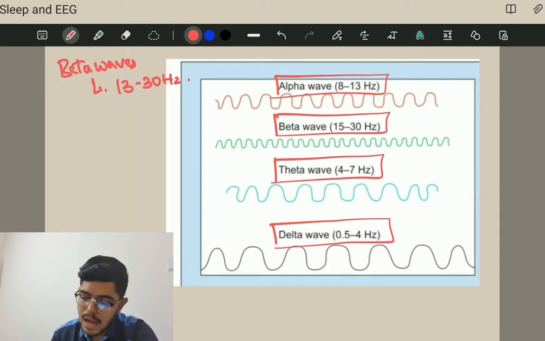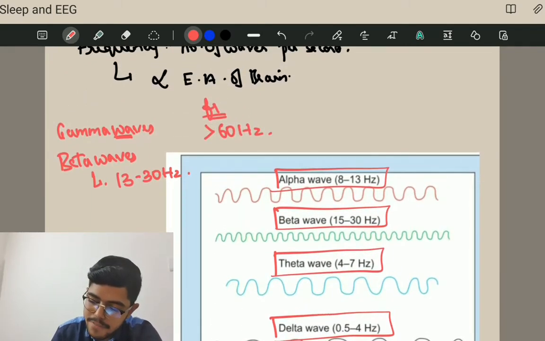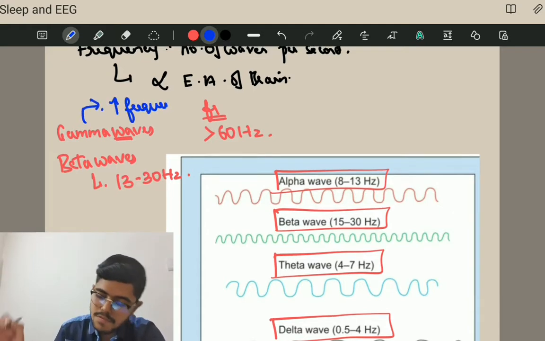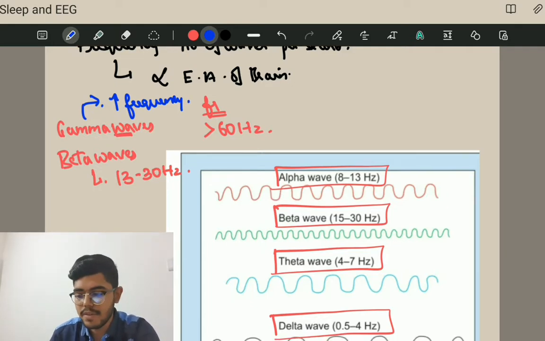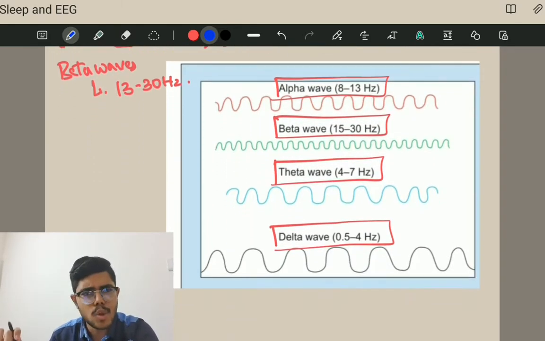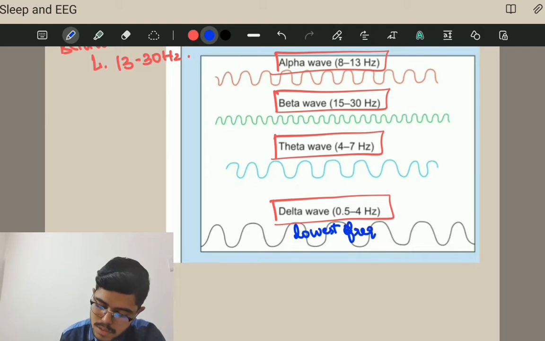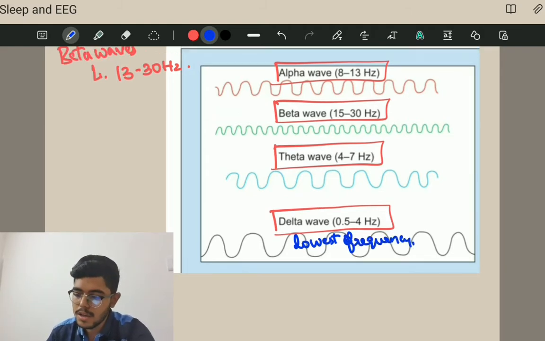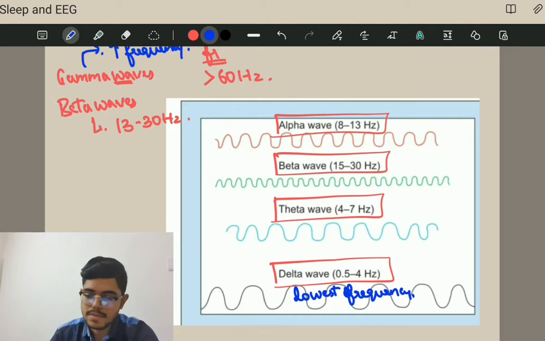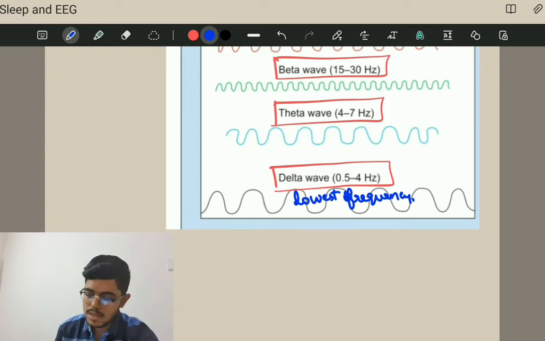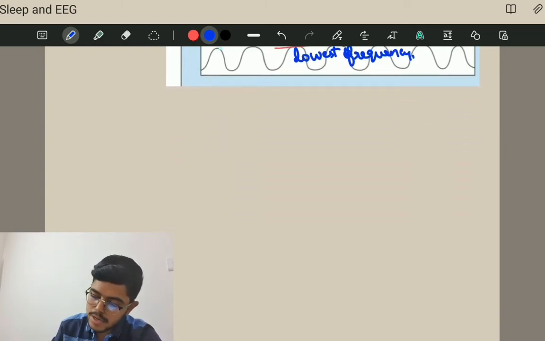In this, gamma waves have the highest frequency, and at the same time the lowest frequency is that of delta waves. That's it. So this is about the gamma waves and the delta waves. Now let us move on further and talk more about the waves of EEG. This is your 5-mark question.